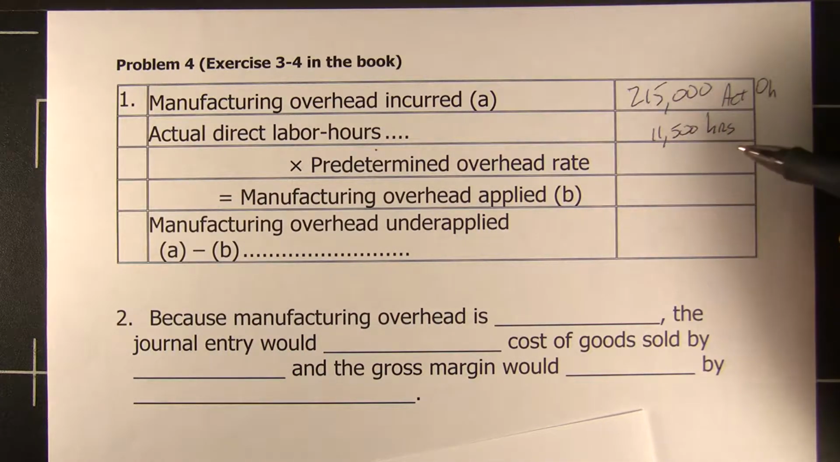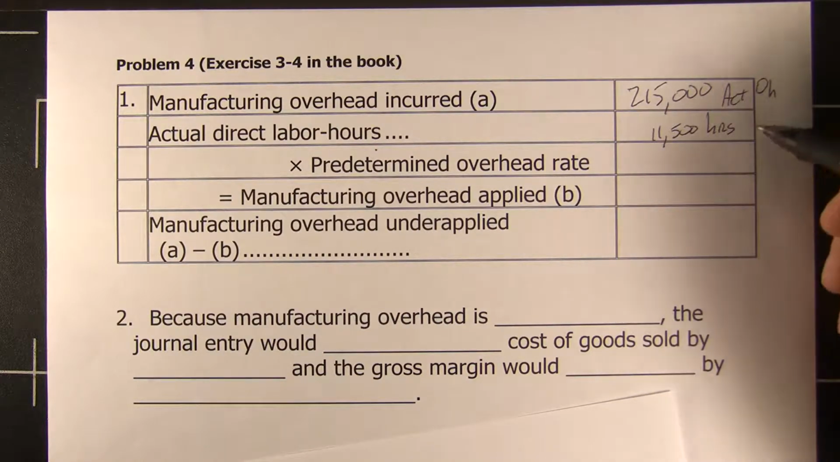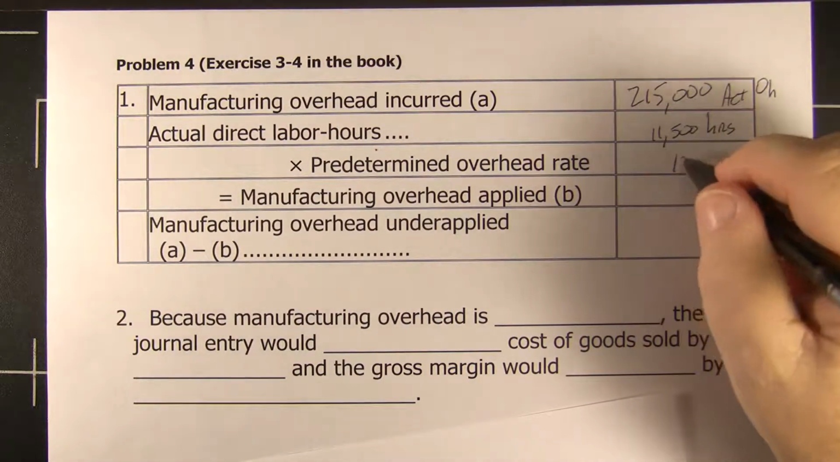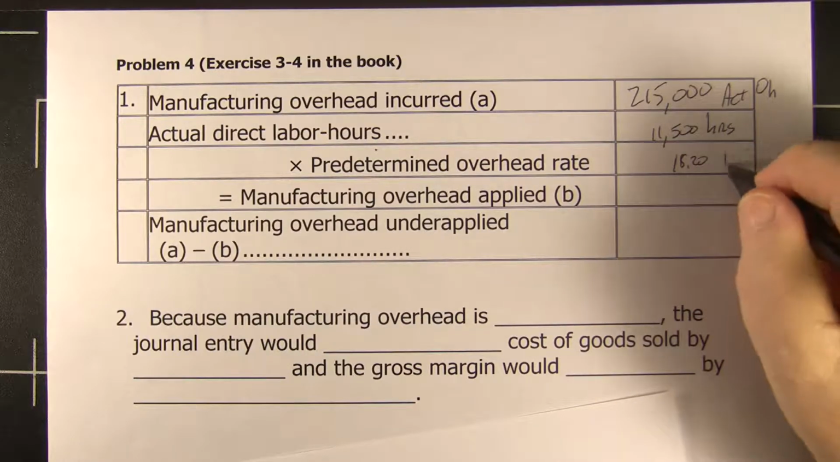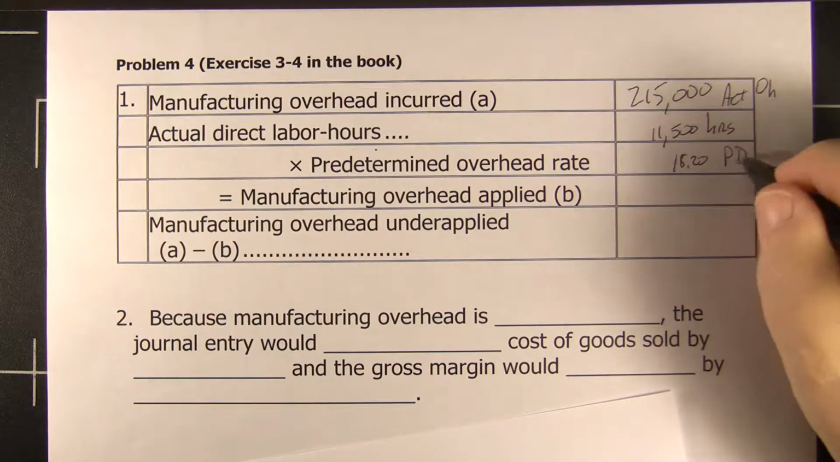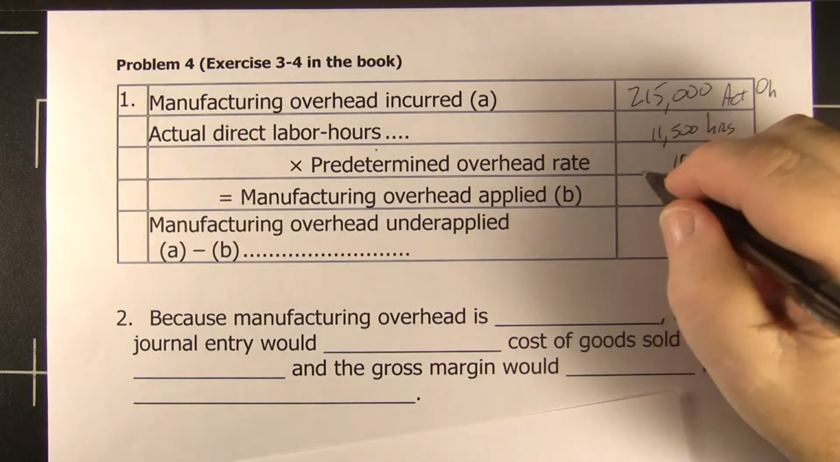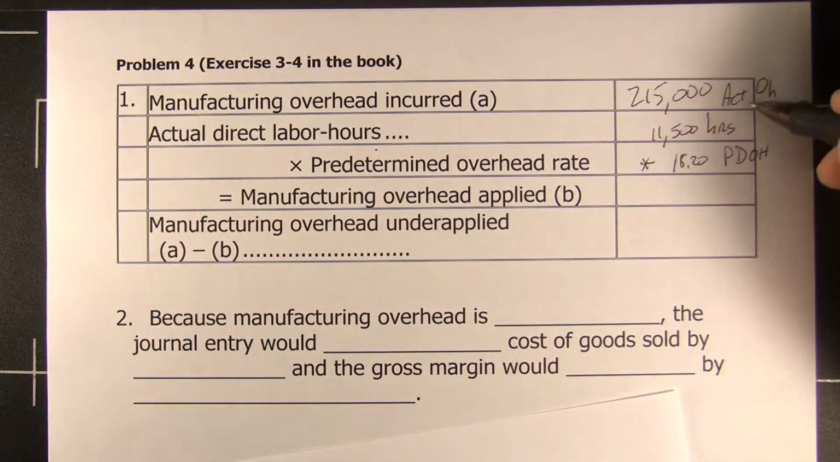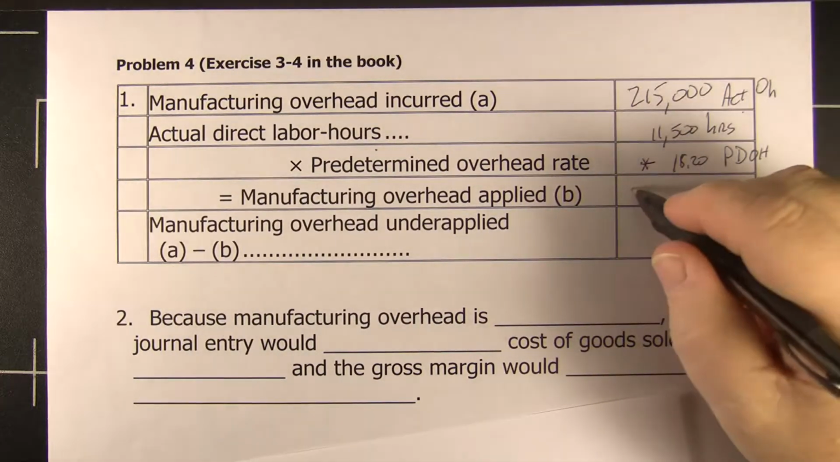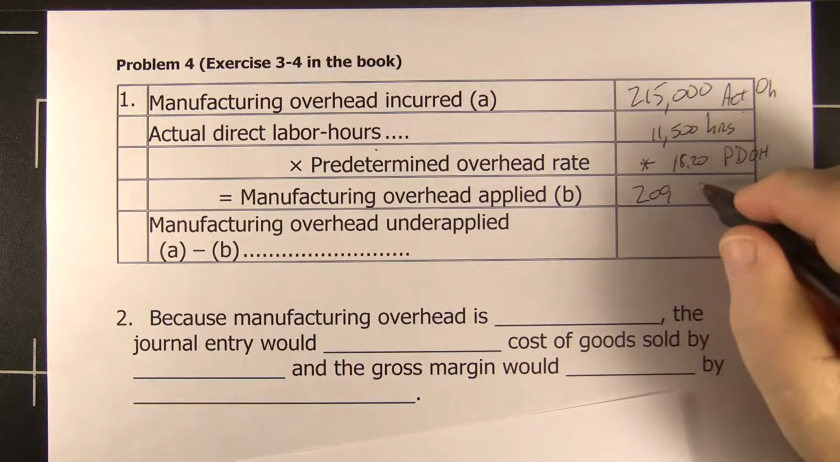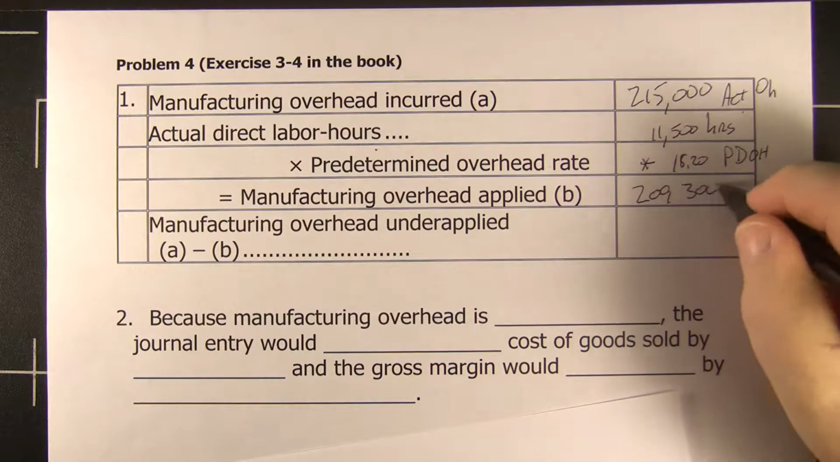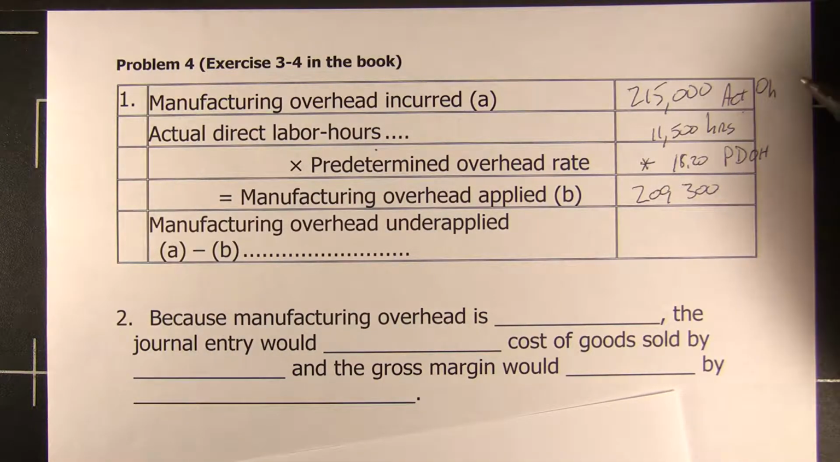Okay, the predetermined overhead rate was $18.20. So the actual overhead applied is this times that. So, $209,300. So they actually had 215,000.